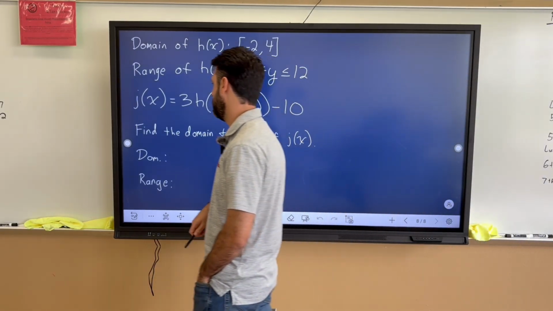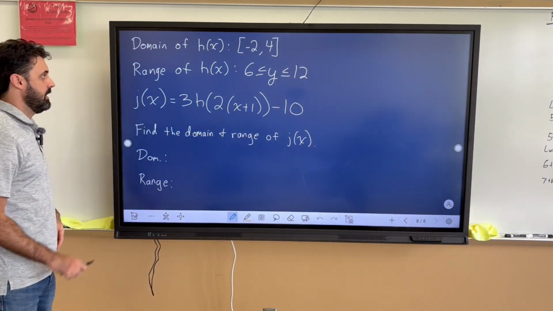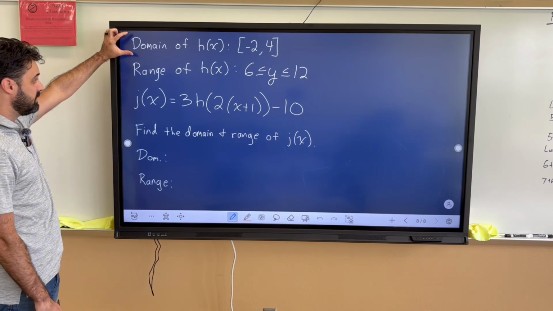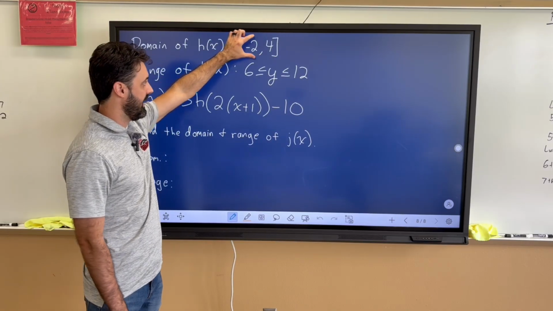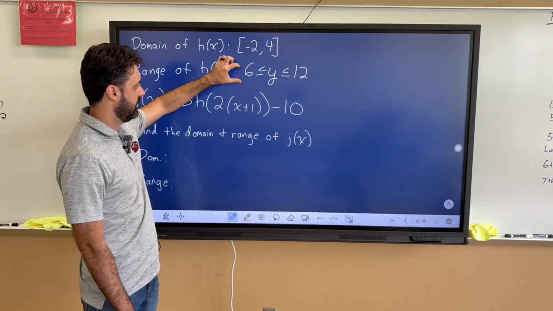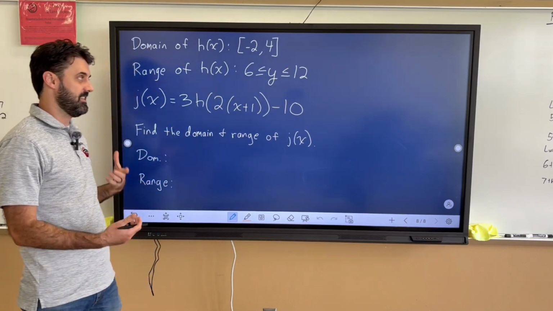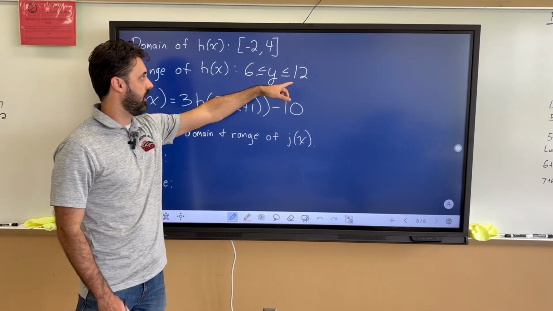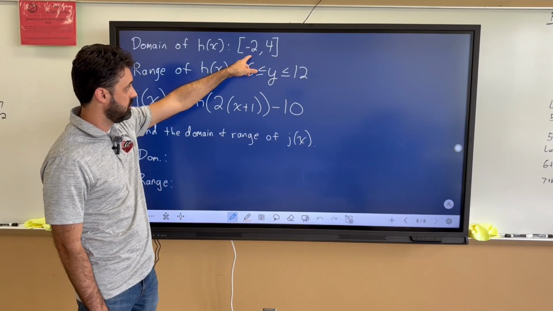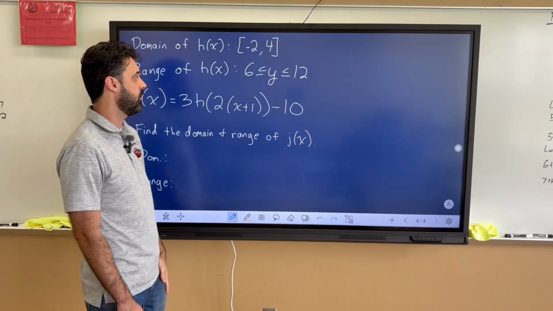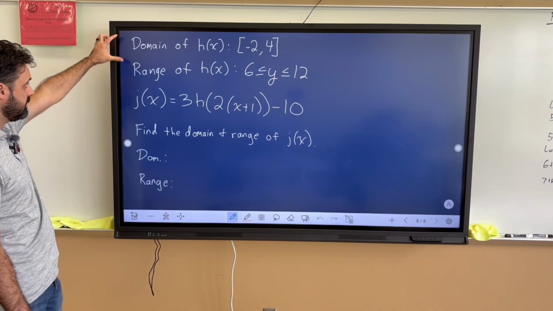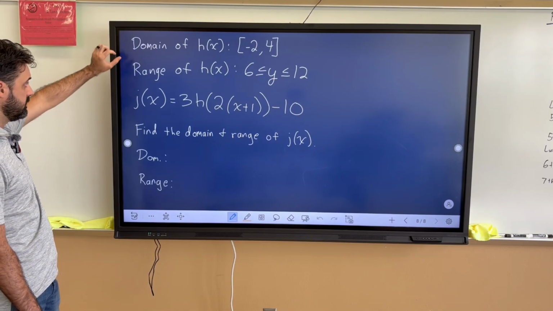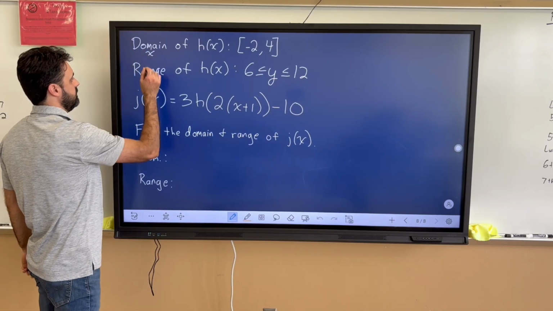All right, one more example. This time I'm going to give you the domain of a function and the range of a function. Now, I gave this one as an interval and this one as an inequality. It's the same thing. I could have done this 6, 12, or I could have done this one negative 2 is less than or equal to x is less than or equal to 4. But I just mixed up the notations here.